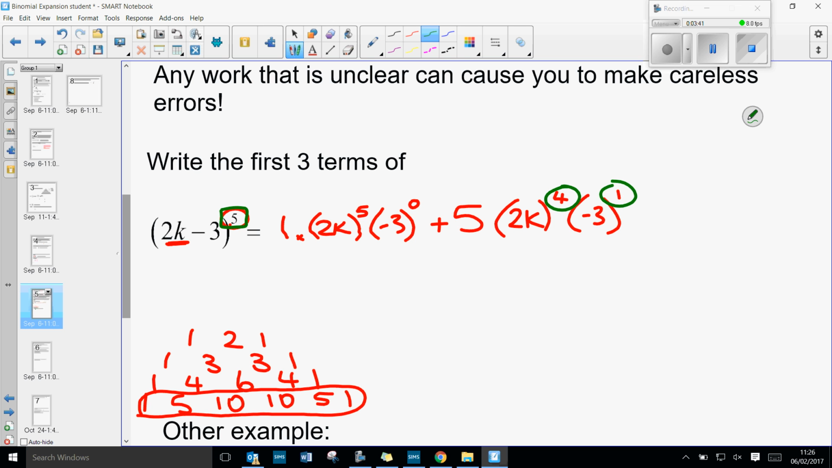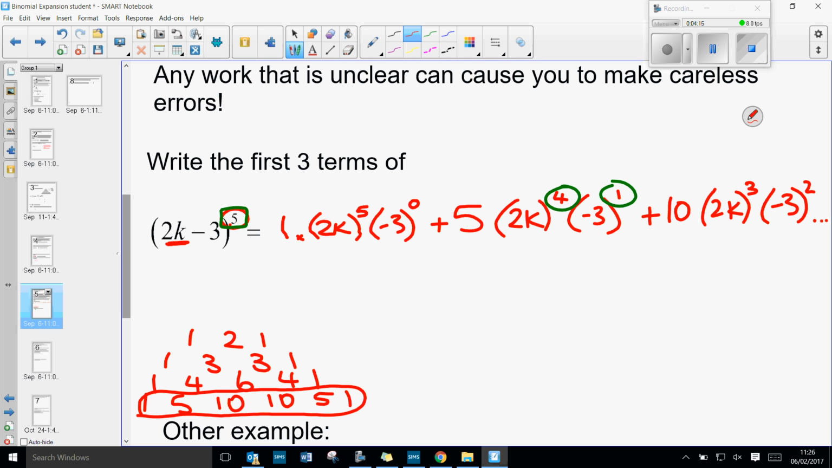They only want the first 3 terms, so our next term has a coefficient of 10. We've got 2k to the power 3 and negative 3 to the power 2. Now that expansion could keep going, so really we probably should have put dots at the end to show it keeps going, but they only want the first 3 terms. Why is it 1, 5, and 10? Because we established here that was our Pascal's triangle number.